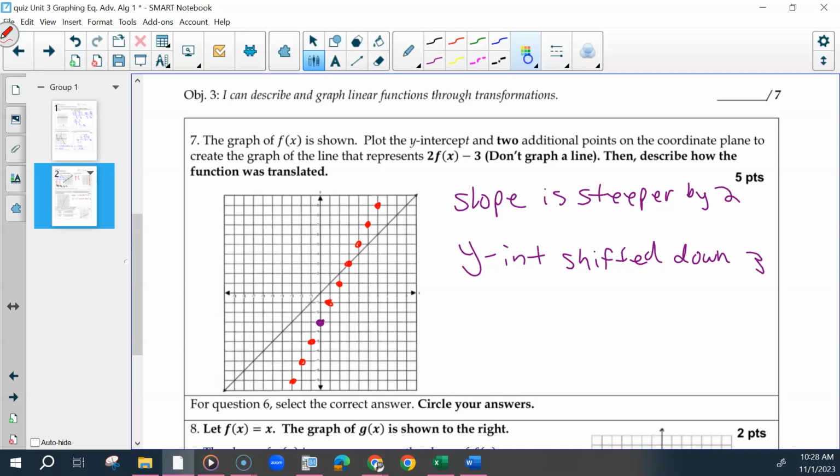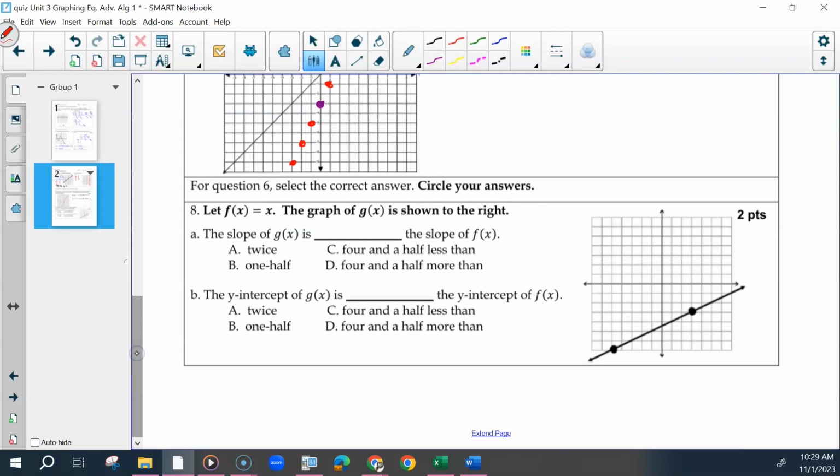I got -4, so I put too many 4s. You're not following directions. Other questions? Okay. So pay attention to how many points it's asking you to plot. It said don't graph a line, so if you still graph a line, you are not following directions.